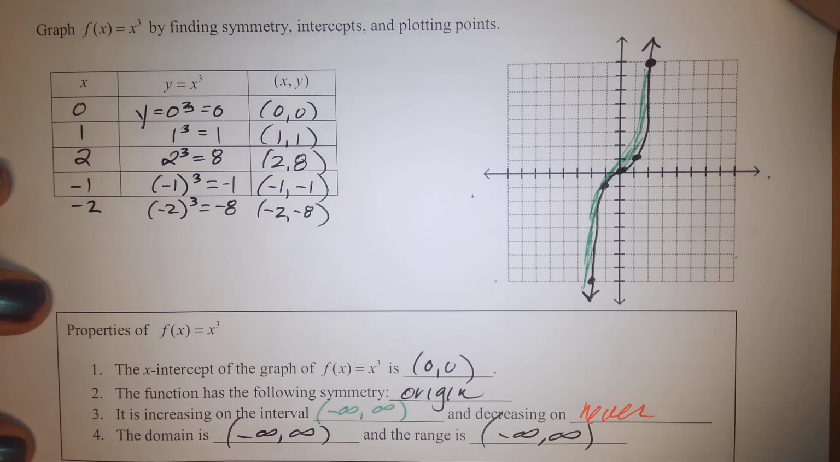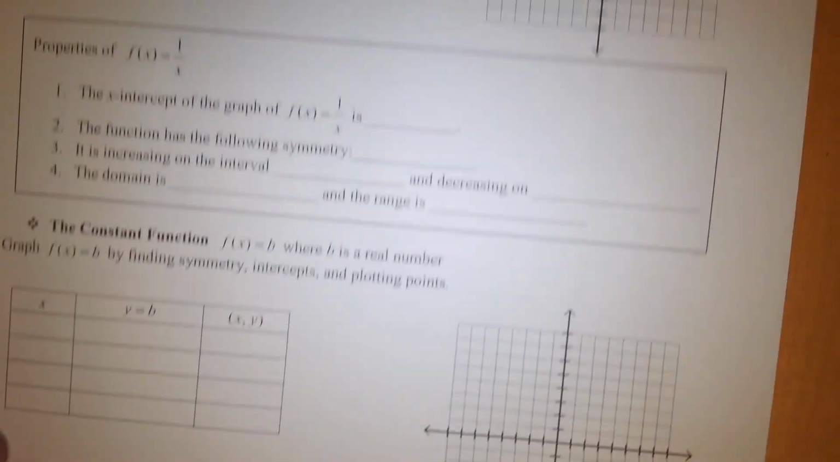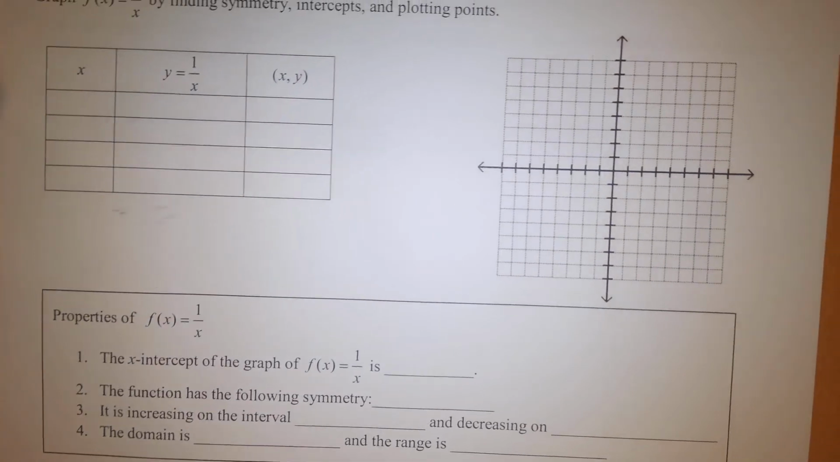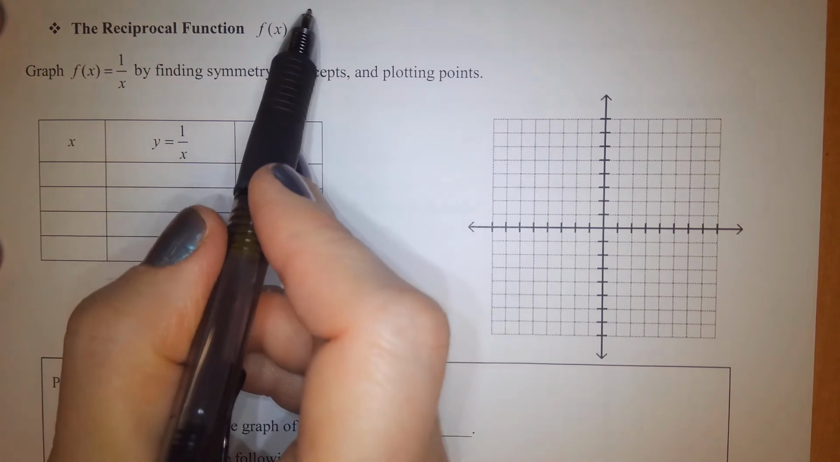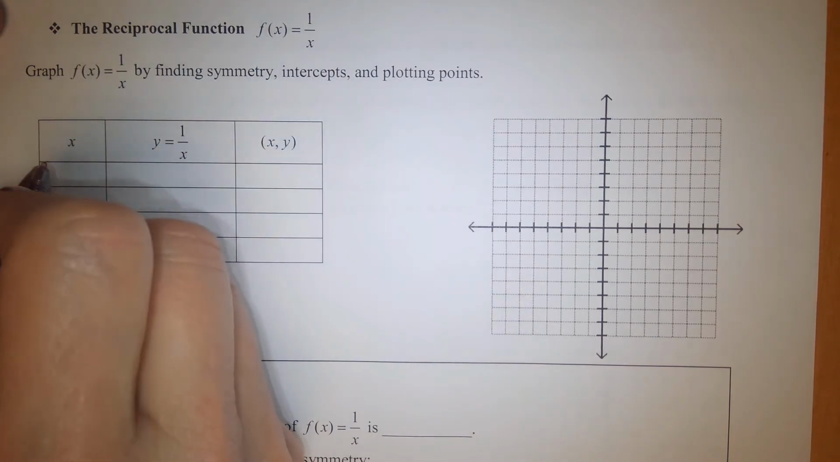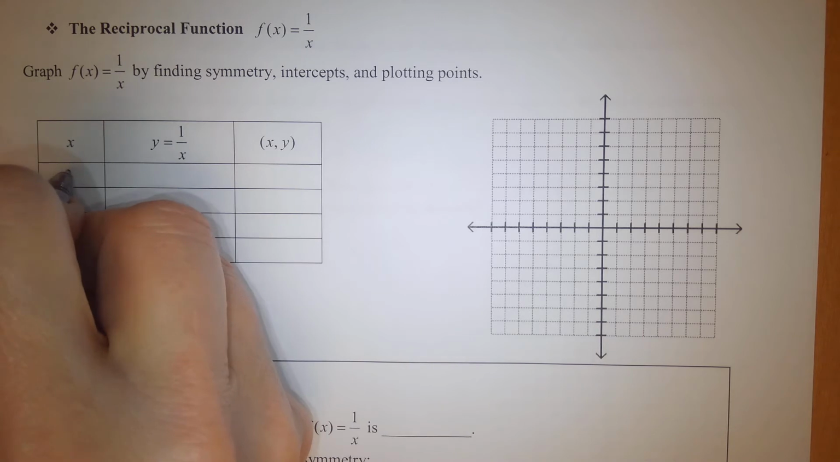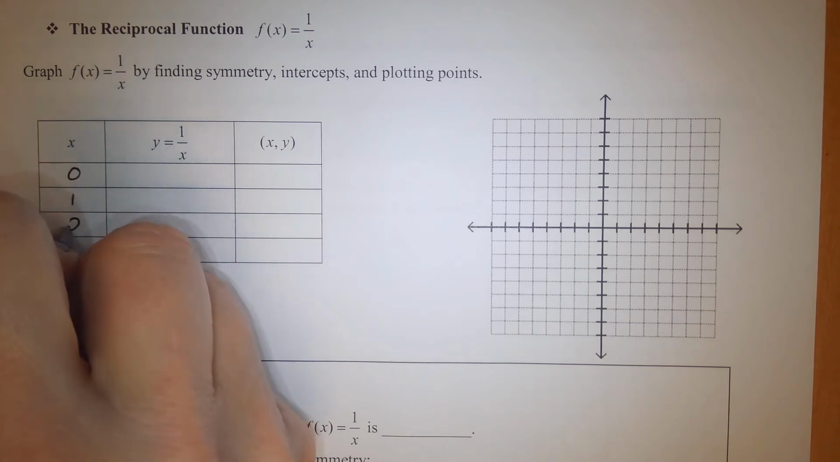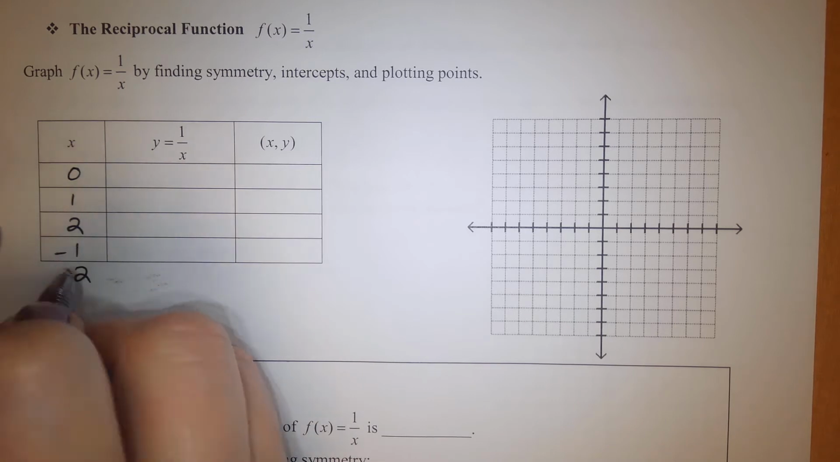So those were 6 basic functions. Let's look at the last 2. Another basic function is what's called the reciprocal function. The reciprocal function is 1 over x. So let's put in some values of x and figure out what we will get for y. So let's try 0, 1, and 2. Let's start with those. And negative 1 and negative 2.